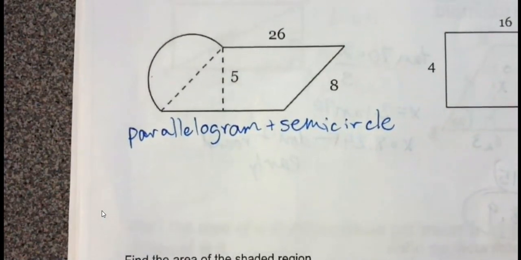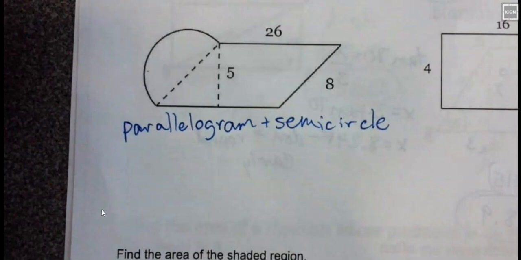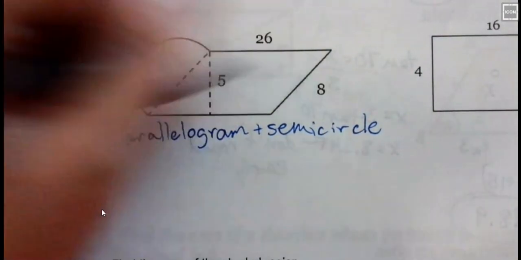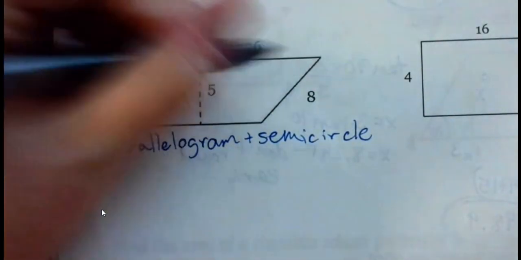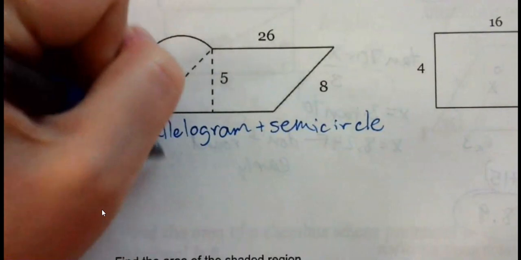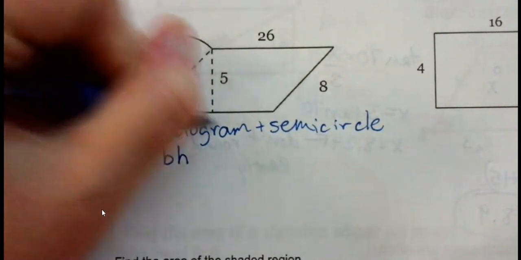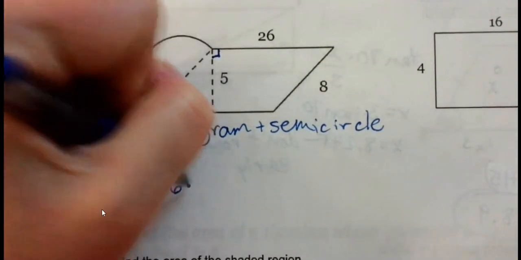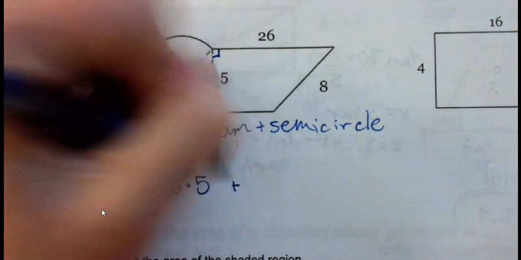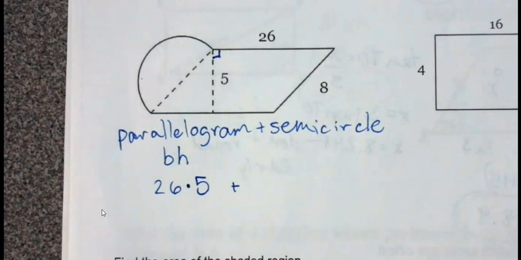There's lots of different shapes that you could possibly see. But this one, I would not split it into a triangle. I would say parallelogram, which is this shape right here. So the parallelogram is just simply base times height. The base is 26. The height is perpendicular to that 26, so it's 5. And then 26 times 5 is something.